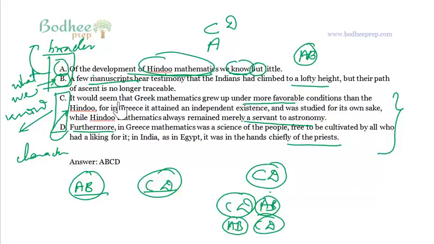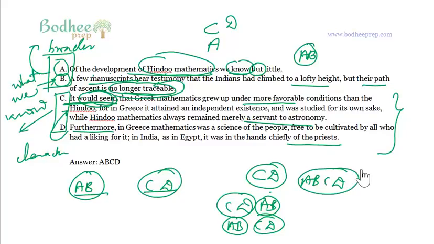So basically, that's why he says it would seem. Why it would seem? Because the path is no longer traceable. That's why he's saying the path is no more traceable, and therefore he's saying it not with a great degree of certainty. When you look at statement C, it lacks conviction, it lacks certainty, it lacks confidence. Why? Because their path of ascent is no longer traceable. So ABCD is the logical link and the right answer. A short question, but a difficult question, I would say.